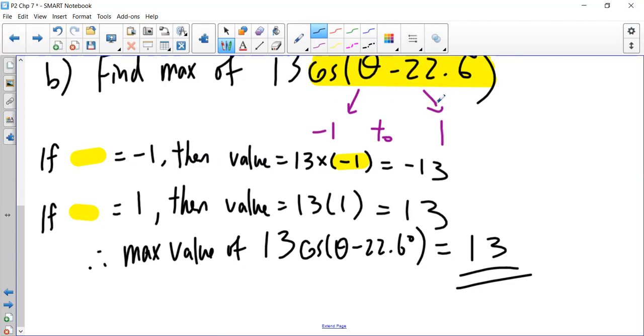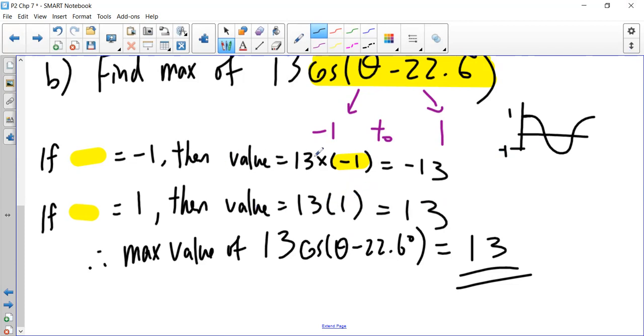Like the ceiling and the floor of the function. So if you think about the cos graph, that's the highest you can get, and that's the lowest you can get. Now, in a cos graph, normally the highest is 1. But it is not always the case that you substitute 1 to find a maximum. Later, in an example, you'll see why.